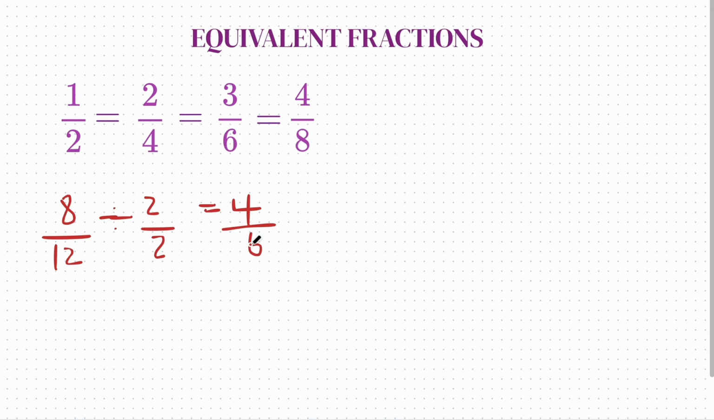But remember, you were asked to find all possible equivalent fractions, and there's another number that can go into 8 and 12 without leaving a remainder, and that number is 4. So 8 over 12, we're going to divide by 4. 8 divided by 4 is equal to 2. 12 divided by 4 is equal to 3.